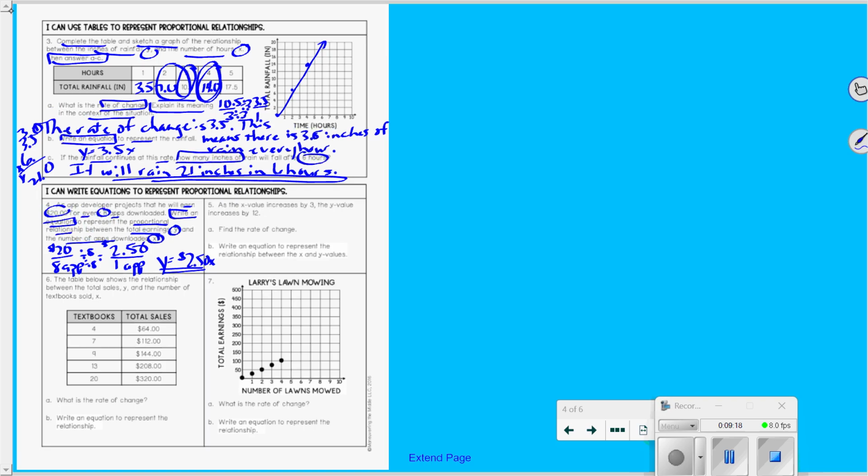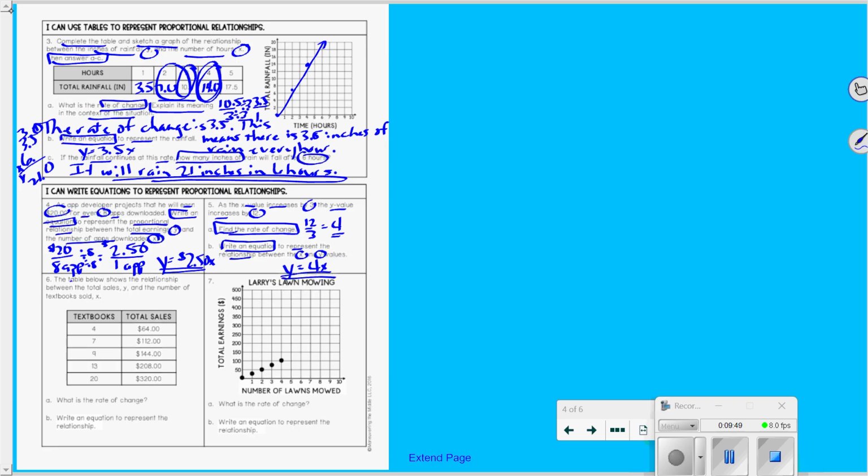Number 5, the X value increases by 3. The Y value increases by 12. Find the rate of change. Rate of change is just my Y over X. So that gives me the Y is 12, the X is 3. 12 divided by 3 gives me 4 for my rate of change. Write an equation to represent the relationship between the X and Y values. So once I have my K value, Y just equals 4X.